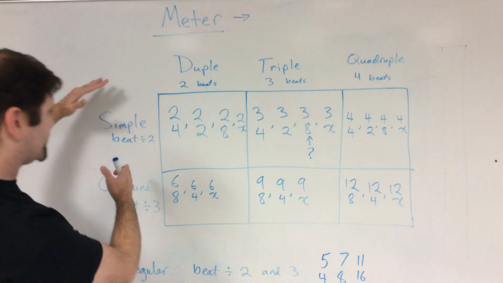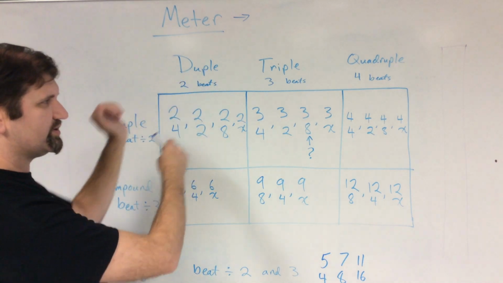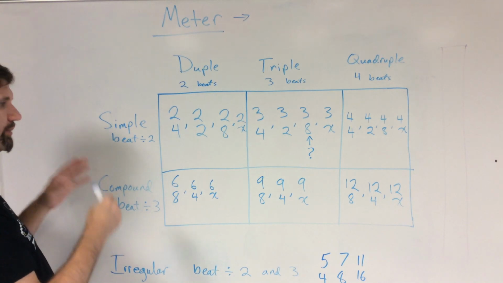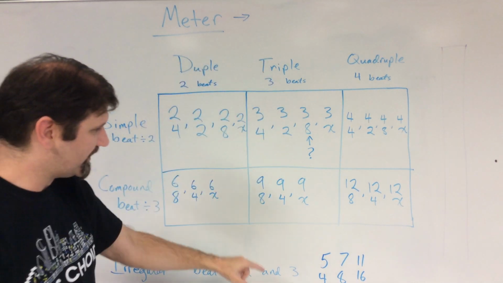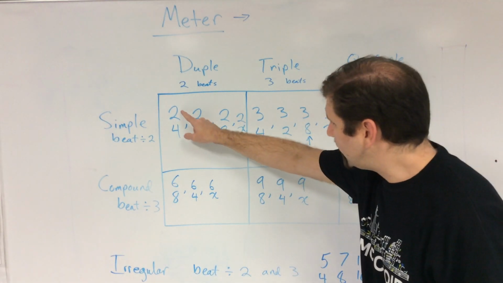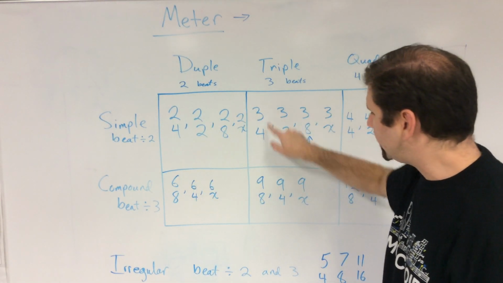So this comes first: simple duple, simple triple, simple quadruple, or this comes first: compound duple, compound triple, compound quadruple. Anything that's not there is irregular. And when you're counting, it's based on how many you count to there.